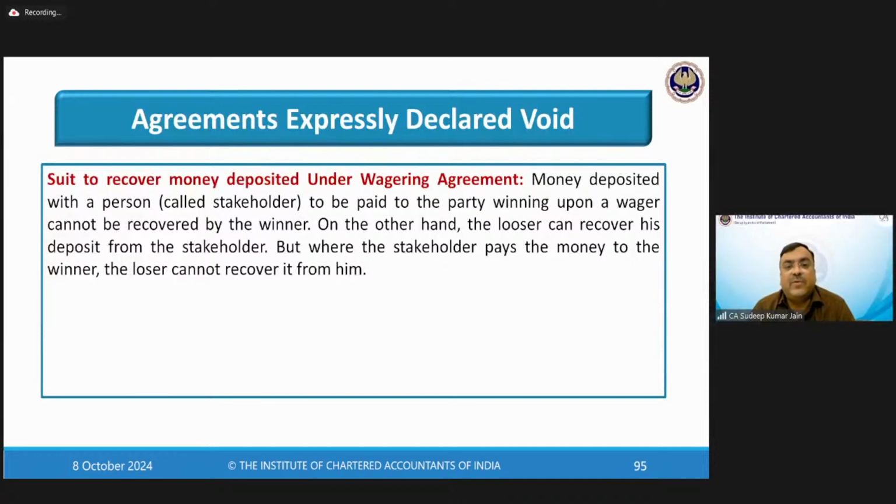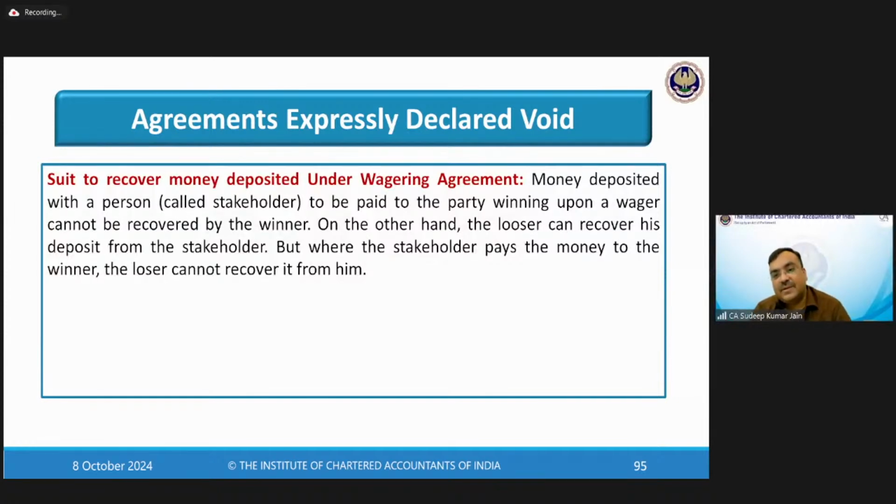Suit to recover money deposited under a wagering agreement. See the example I have discussed, A and B. A and B are under the agreement that A will pay 100 rupees to B if it rains on Monday, and in consideration B will give rupees 100 to A if it does not rain on Monday. अभी एग्जाम्पल डिस्कस किया हमने. A और B एक कॉन्ट्रैक्ट करते हैं कि अगर बारिश होती है मंडे को तो A 100 रुपए देगा और अगर नहीं होती है तो B 100 देगा A. अब this is the wagering agreement because payment is dependent upon the happening or non-happening of an uncertain event.